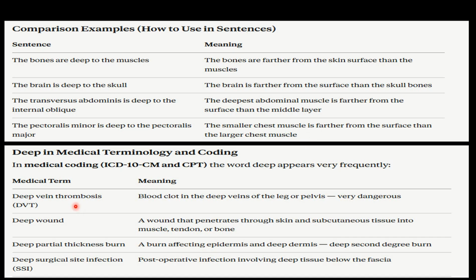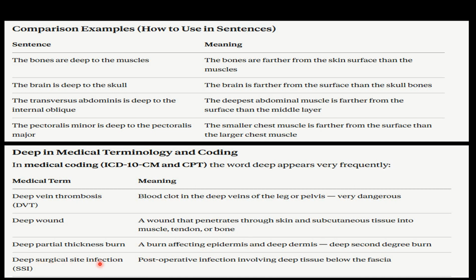Okay, fine. Now let's see some of the medical related terms. The first term is DVT, which is deep vein thrombosis, which means a blood clot in the deep veins of the leg or pelvis, very dangerous. Deep wound, a wound that penetrates through skin and subcutaneous tissue into muscle, tendon or bone. Deep partial thickness burn means a burn affecting the epidermis and deep dermis. Deep second degree burn. Okay, so this is called a second degree burn, where a burn is affecting the epidermis and the deep dermis. If both epidermis and deep dermis are affected, then we will call it a deep second degree burn.